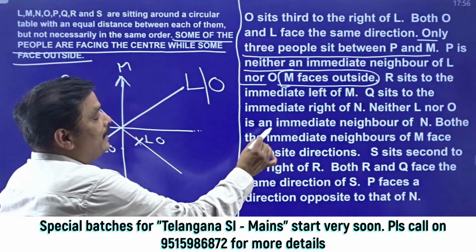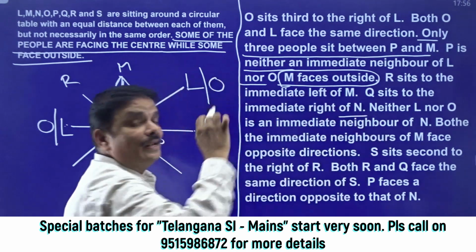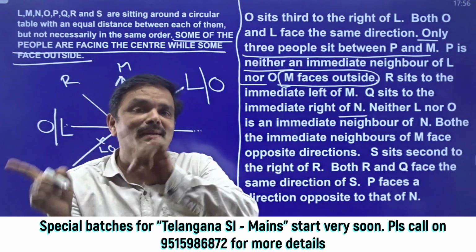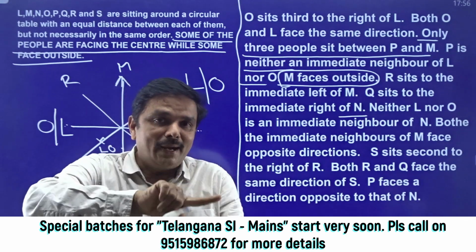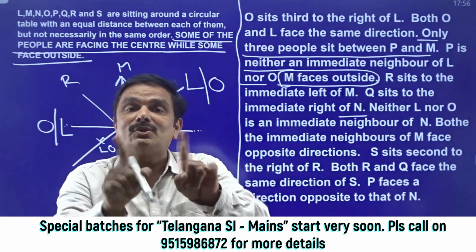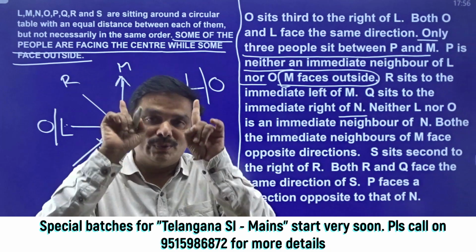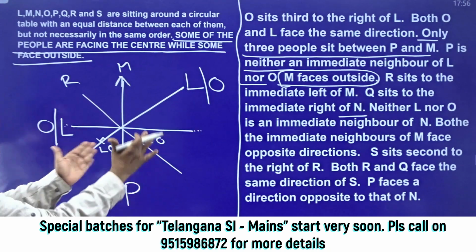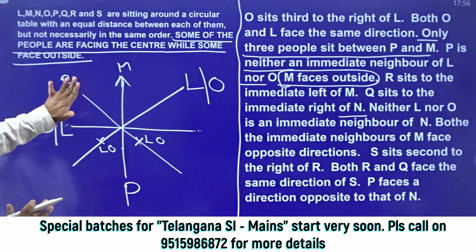Q sits to the immediate right of N. Very important one again. What do you mean by Q sits immediate right side of N? N and Q must be neighbors to each other, isn't it? Q sits immediate right of N. Now, what are the neighboring places vacant here?